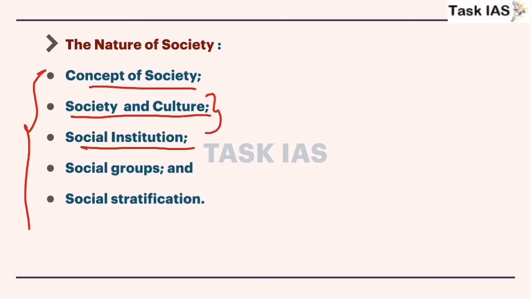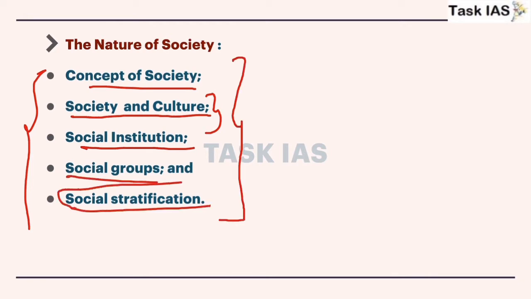Although these topics are given in paper 1, the utility of these topics is also in paper 2, where social stratification like caste, and social institutions like marriage or family, especially in the context of India, you can utilize these concepts there also.